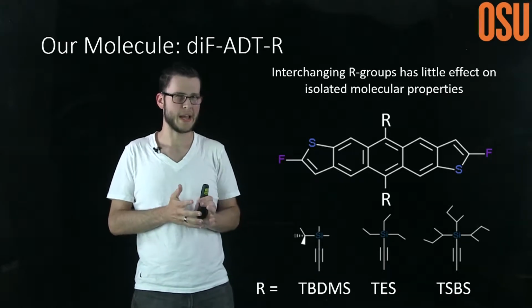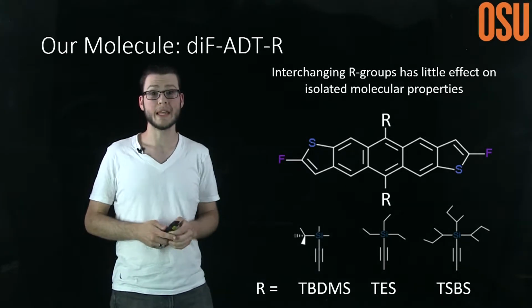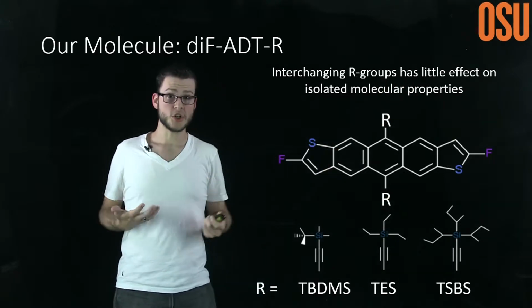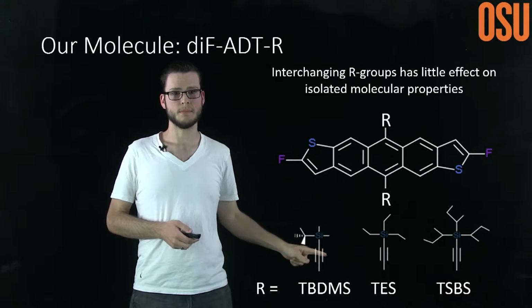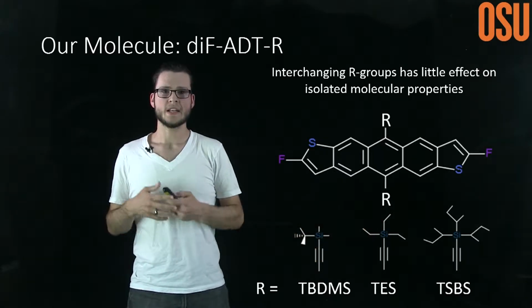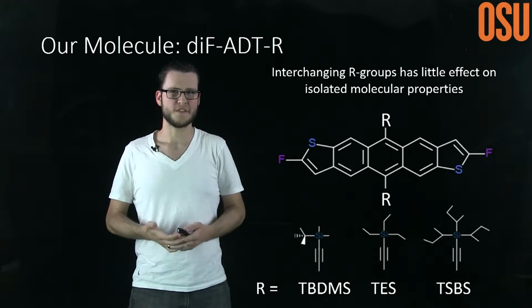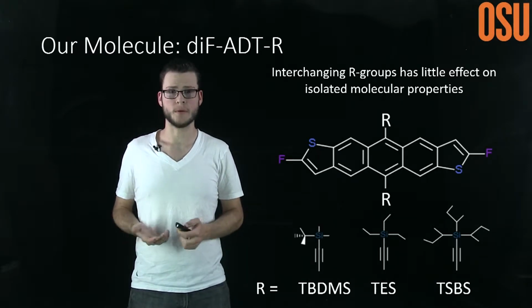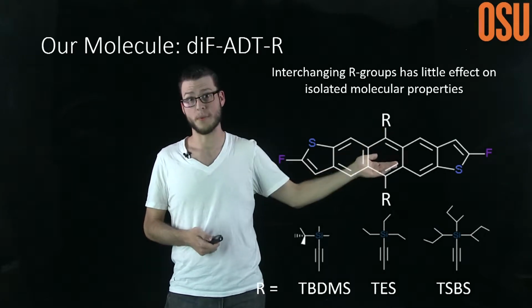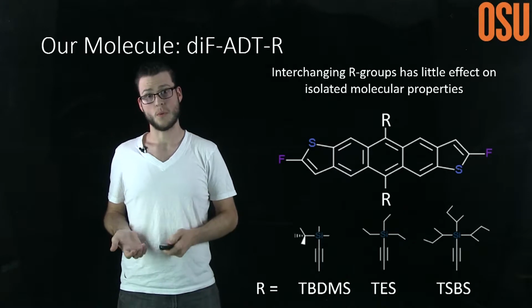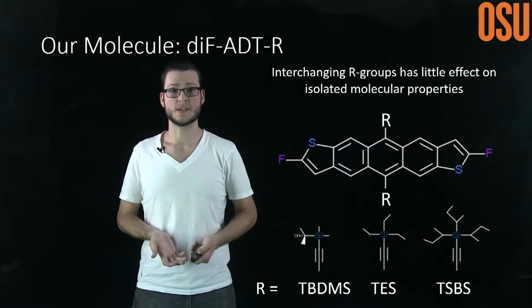Now, the other reason why ADT is interesting is because of its molecular side groups, which you can see labeled here with these R's. Now, we can interchange these R groups for different molecular structures, like you can see down here at the bottom of the screen. And those different side groups don't really affect the optical properties of ADT when it's isolated in solution. Remember, the exciton likes to sit on the backbone of the molecule. But these different side groups do affect the way that ADT packs in the solid phase.